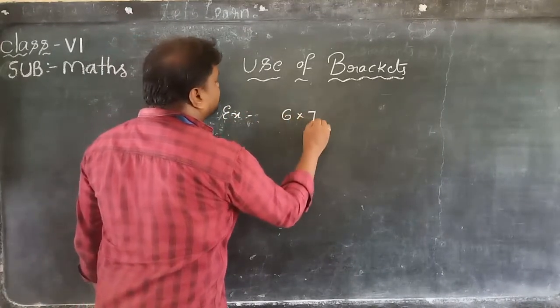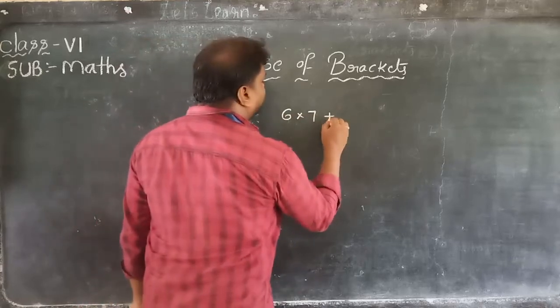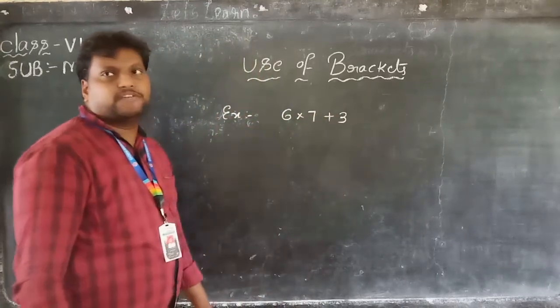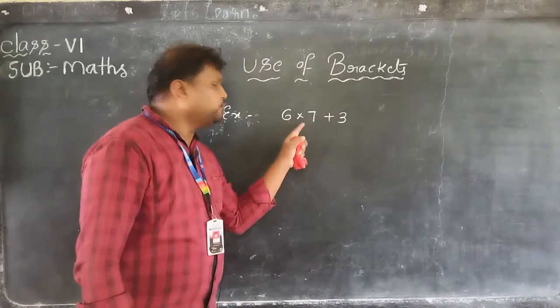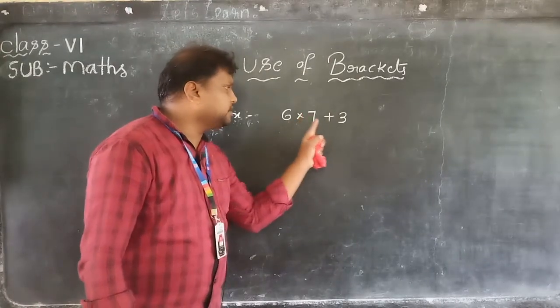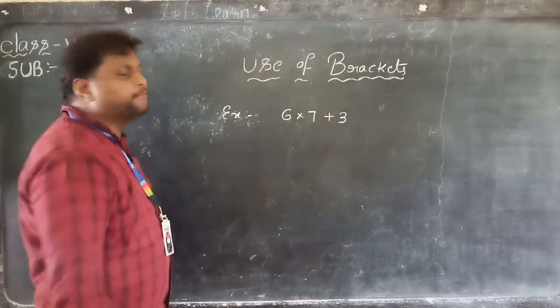6 into 7 plus 3. See, in the problem we have two operations. One is multiplication and one is addition. Which operation can we perform first?